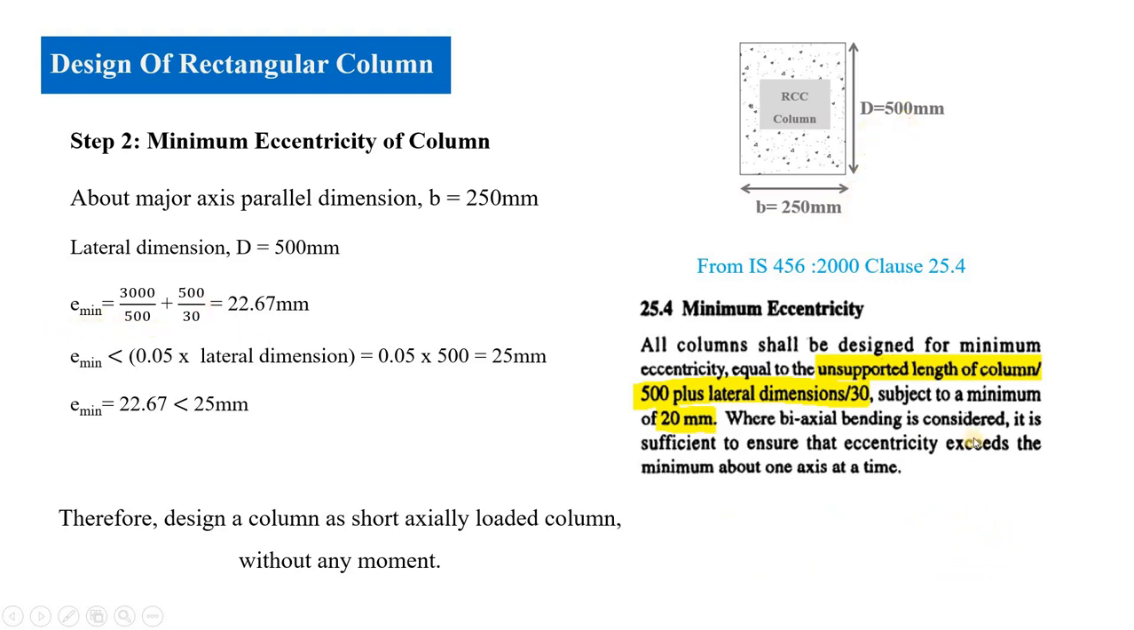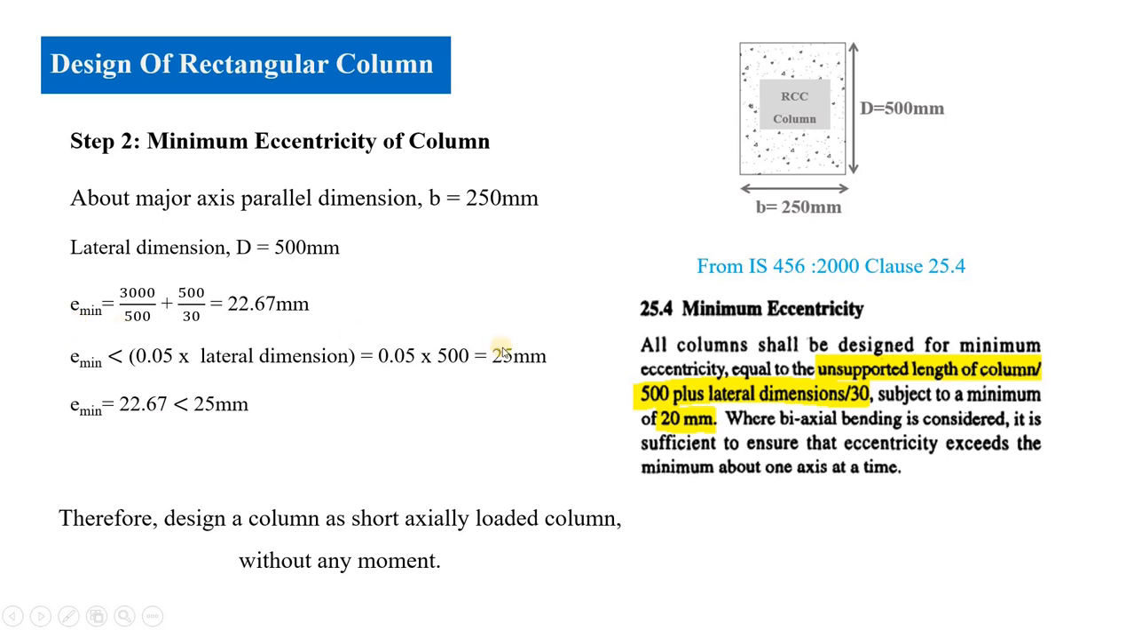Then e minimum, the minimum eccentricity, is calculated by using this formula: unsupported length of column by 500 plus lateral dimension by 30. Here unsupported length of column is 3 meter given, so 3000 by 500 plus lateral dimension, here it is 500 divided by 30. Then we will get 22.67 as a minimum eccentricity. And this is a condition we have to check: e minimum should be less than 0.05 times the lateral dimension. Here lateral dimension is 500. If we substitute, then e minimum we will get as 25 mm.